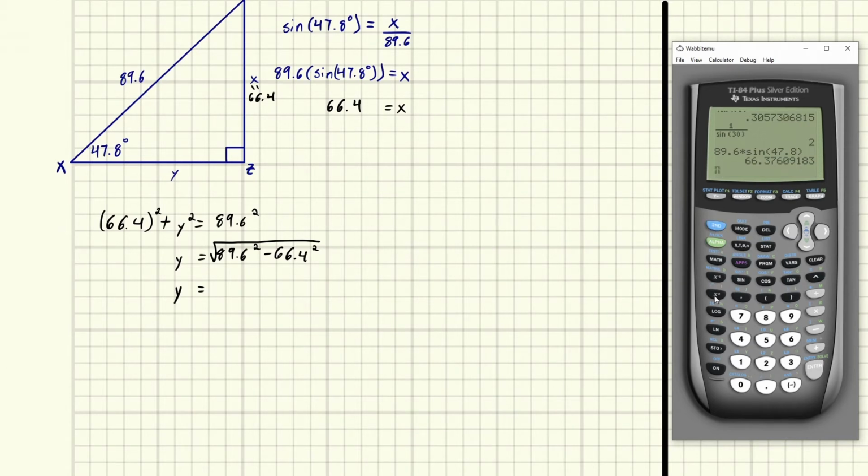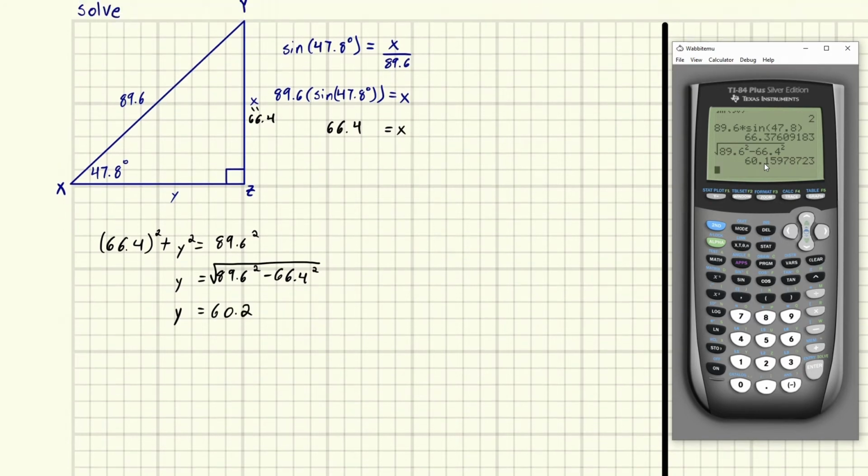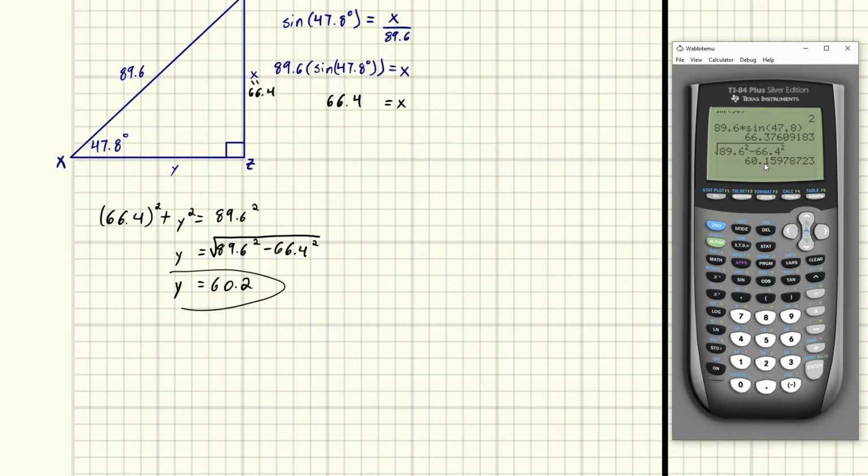So we're going to type square root of 89.6 squared minus 66.4 squared. Make sure I didn't mistype anything. Looks good to me. We hit enter, and we get 60.159. In fact, we're going to keep to the one decimal thing, so we're going to go 60.2. All right, so now we have y. We have the missing side.